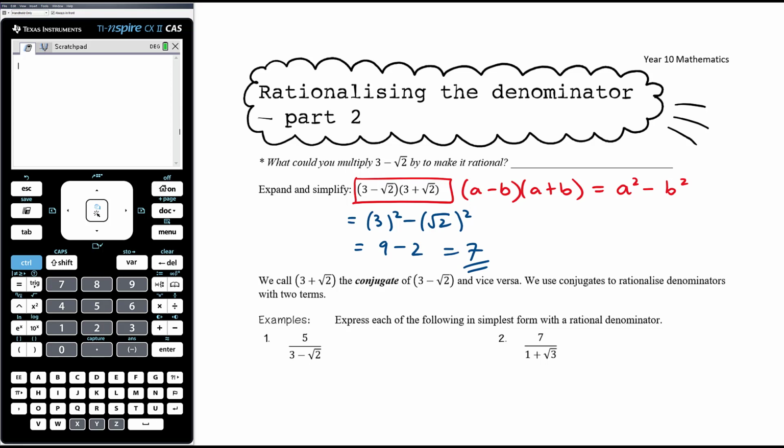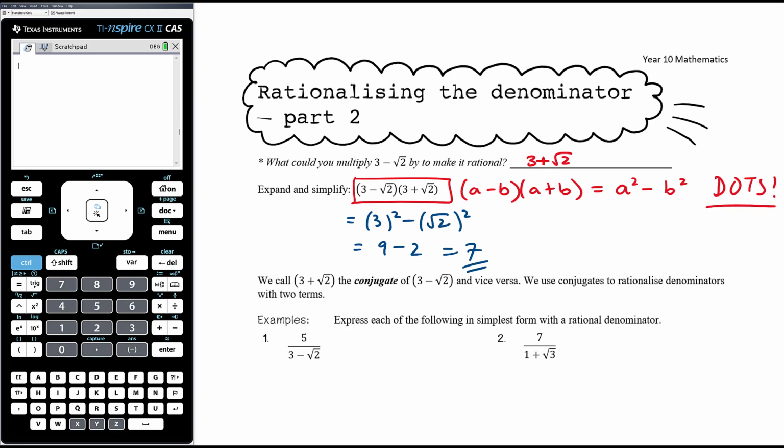And so we multiply 3 minus root 2, we don't multiply it by itself, we multiply it by 3 plus root 2, so that we create this difference of two squares. It's all about the difference of two squares, rationalising these complicated denominators. So if it was 3 plus root 2 on the denominator, we would want to multiply the top and the bottom by 3 minus root 2. If it's 3 minus root 2 on the denominator, we want to multiply the top and the bottom by 3 plus root 2. And by doing that, we create this difference of two squares pattern on the denominator, which we know when we expand that out is going to give us something rational.